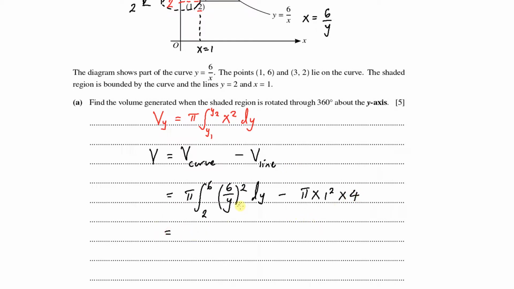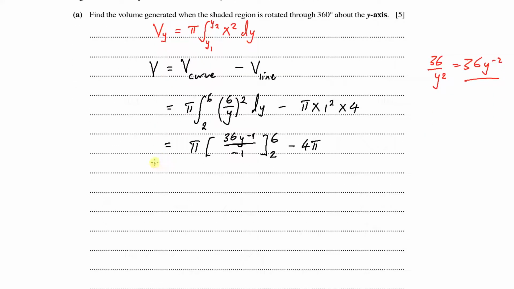So we'll be having times 4 here. So we can simplify. Now we've got pi times, now integrating 6 over y squared, we know that (6 over y) squared is 36 over y squared, which is 36y to the minus 2. So if we integrate this, then we'll be getting 36 y to the minus 2 plus 1, so minus 1, all over minus 1. Okay, and that's from 2 to 6, minus here pi times 1 squared times 4 gives us 4 pi. So to express it in a better way, we can have pi of minus 36 over y, and that's from 2 to 6, minus 4 pi.